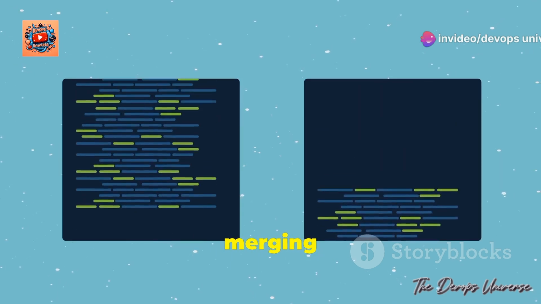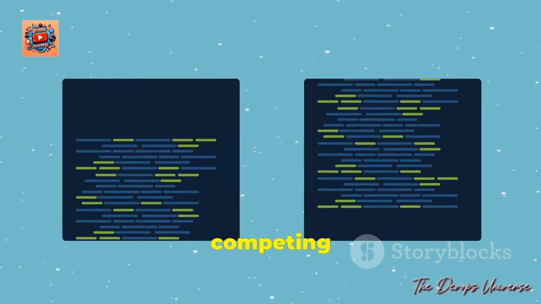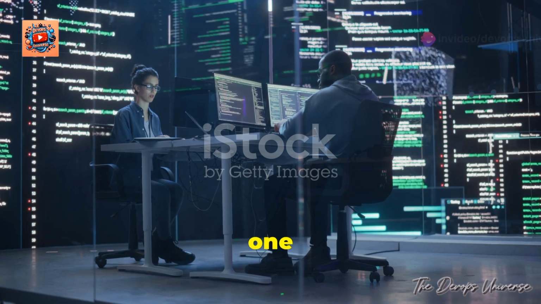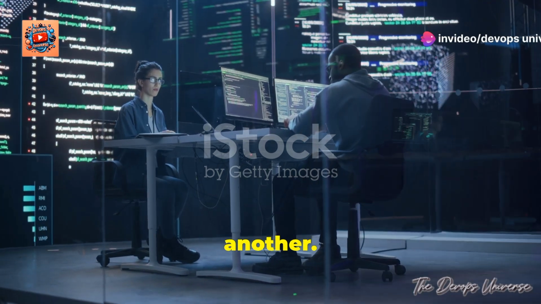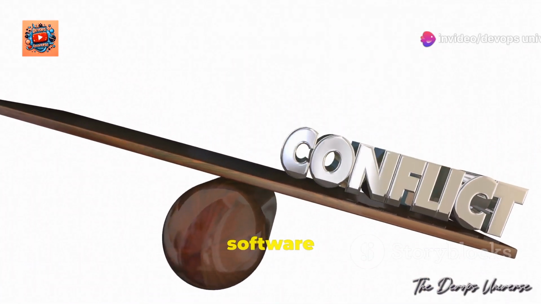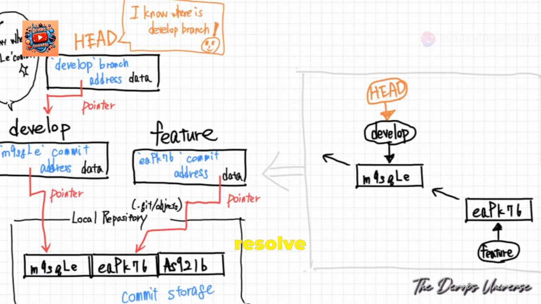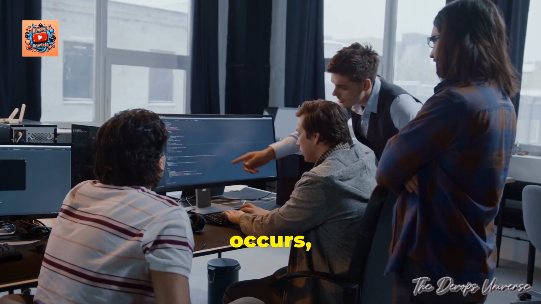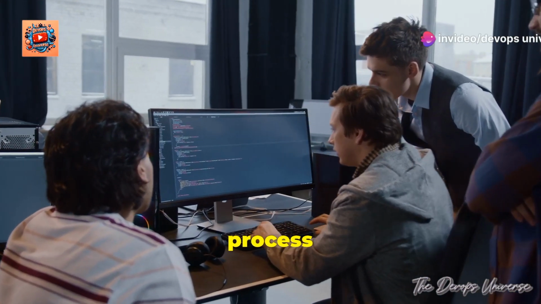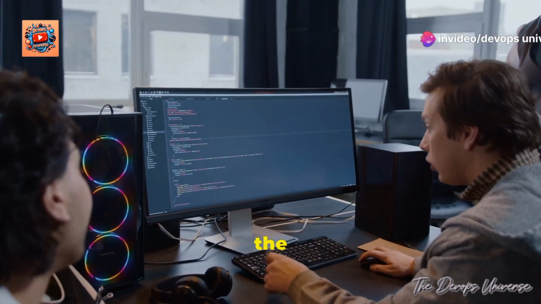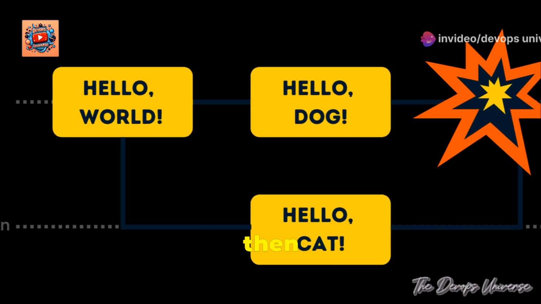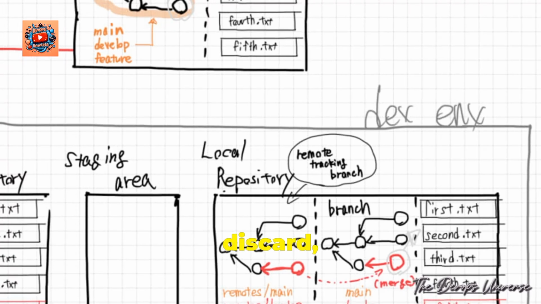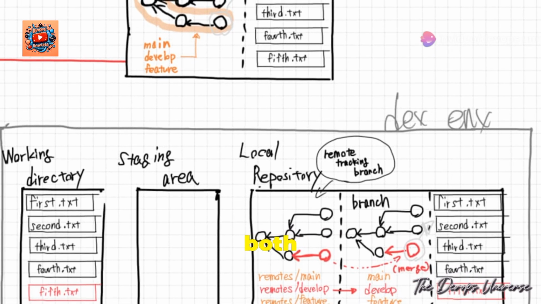While Git excels at merging changes, conflicts can arise when there are competing changes in the same lines of code, or when files have been renamed or deleted in one branch but modified in another. Merge conflicts are a common occurrence in software development, and understanding how to resolve them is crucial for a smooth workflow. When a merge conflict occurs, Git will pause the merge process and highlight the conflicting areas in the affected files. You'll then need to manually resolve these conflicts by choosing which changes to keep, which to discard, or by combining the changes from both branches.